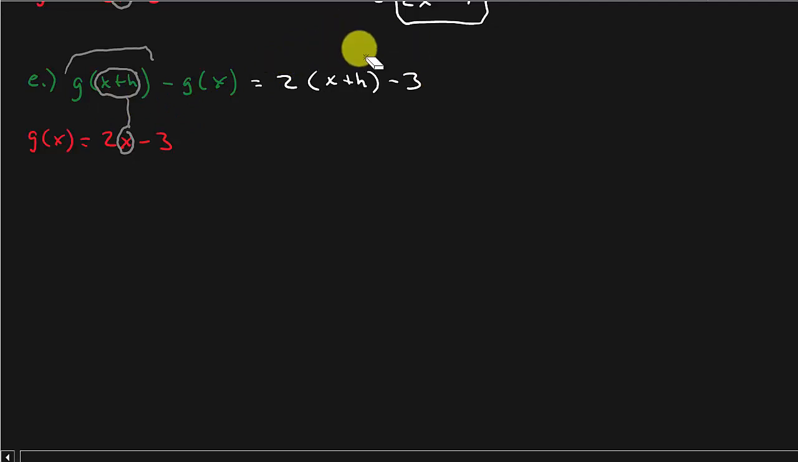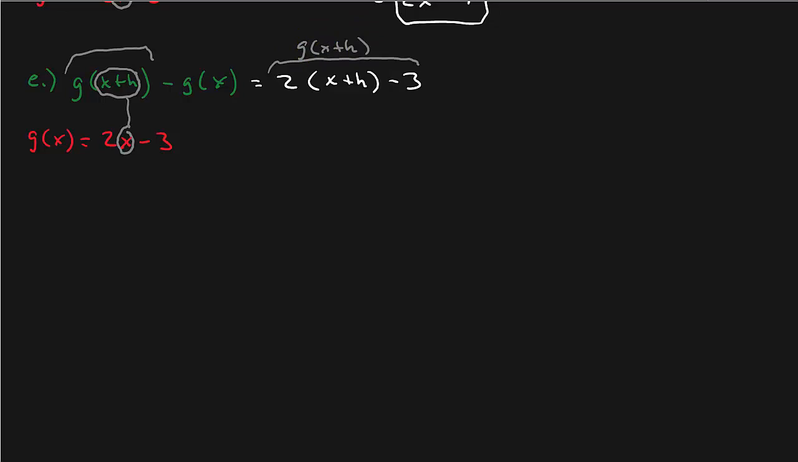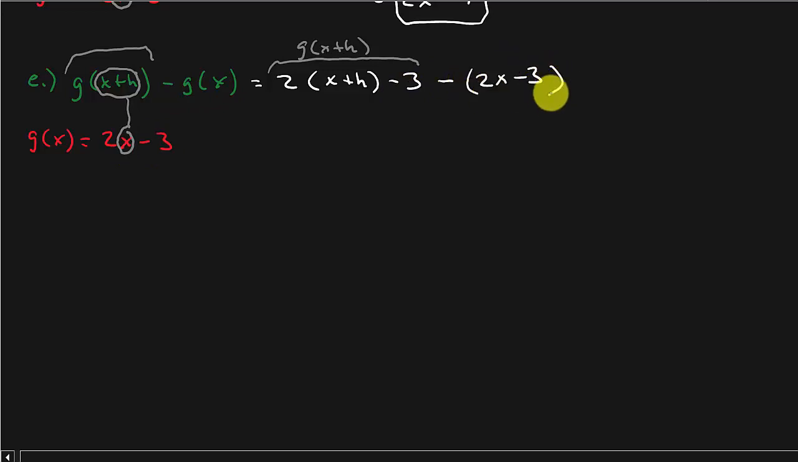Let me do it a little bit different color. So this is g of x plus h. All right, and then I've got minus g of x. And what's g of x? That's 2x minus 3. And we learned from earlier that has to be in parentheses because it's minus the whole thing. And this is your f of x.